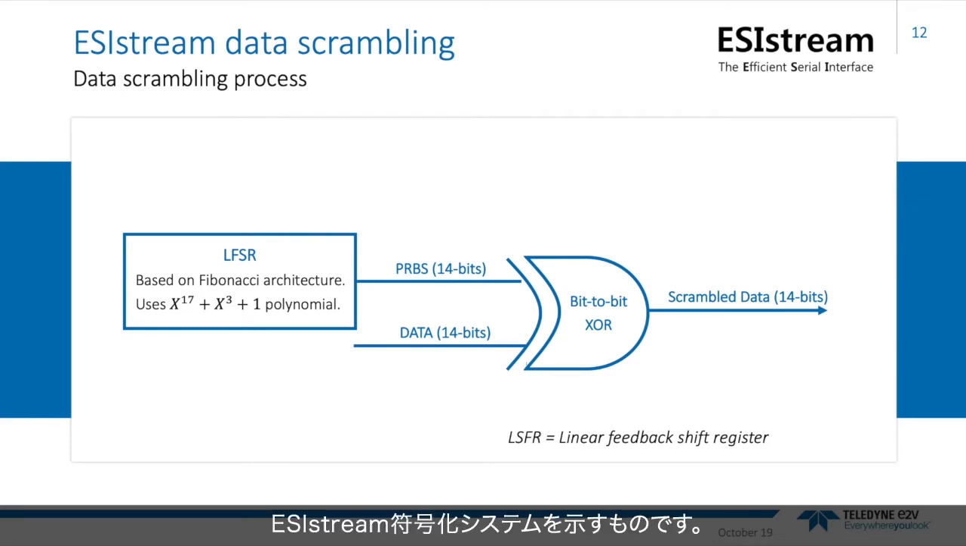This block diagram shows a portion of the ESIstream transmit encoding system, which comprises a linear feedback shift register, or LFSR, which generates a pseudo-random binary bit sequence based on a Fibonacci polynomial. Then the 14-bit PRBS is exclusively ORed bit by bit with the 14-bit data frame from the digital converter to create a 14-bit scrambled data word.